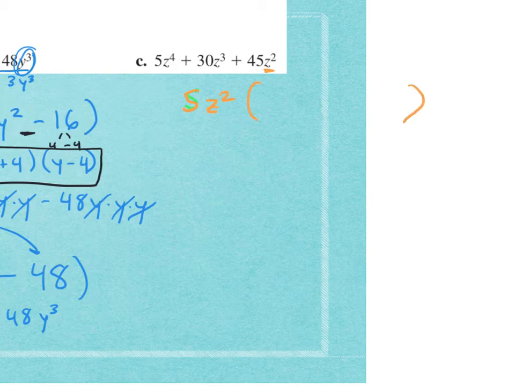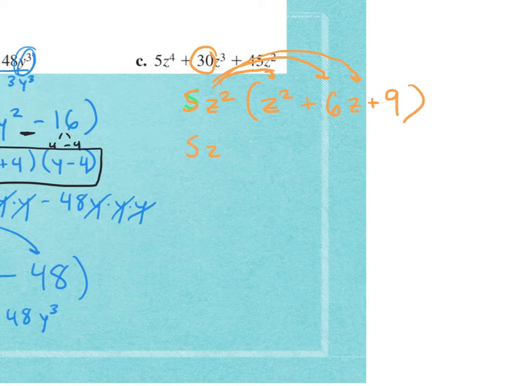So what would we be left with? Z squared plus 7z plus... What's 30 divided by 5? 6. So 6z. And then 45 divided by 5? 9. So again, if we multiplied this 5z squared, just to check our work, times everything in our parentheses, we would get the same thing we started with.